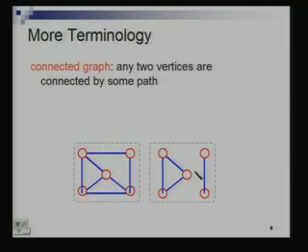This one is not connected. There is no path from here to here. Okay? So, this is connected, the second one is not connected. And this is a common mistake. For a graph to be connected there should be a path between every pair of vertices. If there is a path, then it is connected. If there is no path, it is not connected.